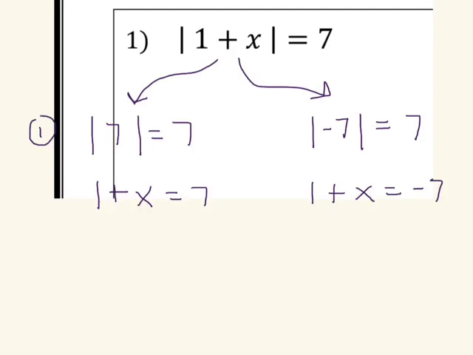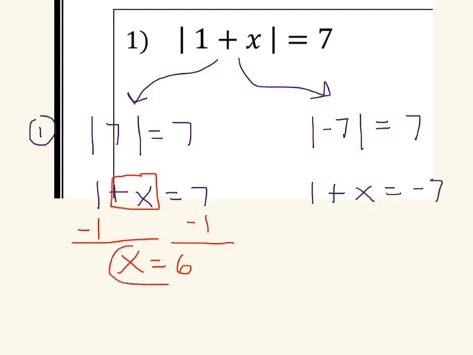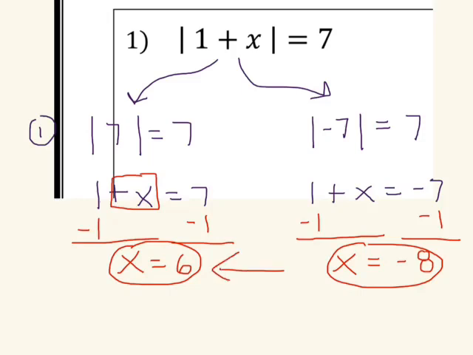Working on the problem on the left, we're going to try and get this positive x by itself. We're going to take 1 away from both sides, and the answer is x is equal to 6. And on the right side, we're going to subtract 1 from both sides, and we are going to get the answer x is equal to negative 8. As you can see, the answer to this problem is x equals 6, as well as x is equal to negative 8. And let's plug this back in up top and take a look.